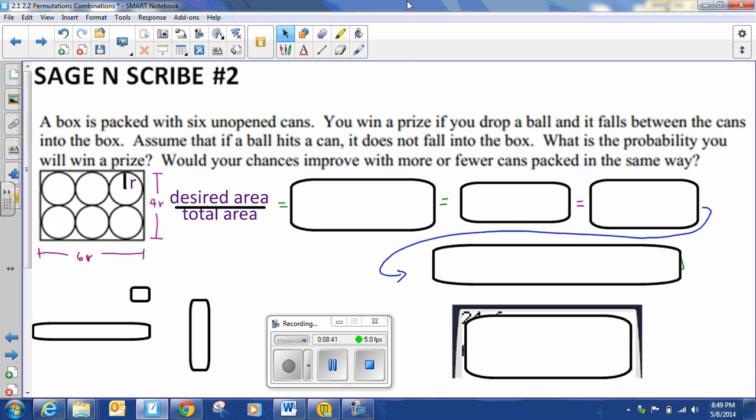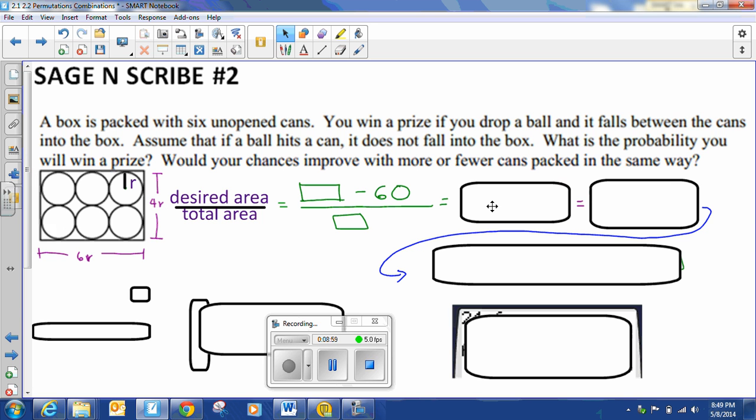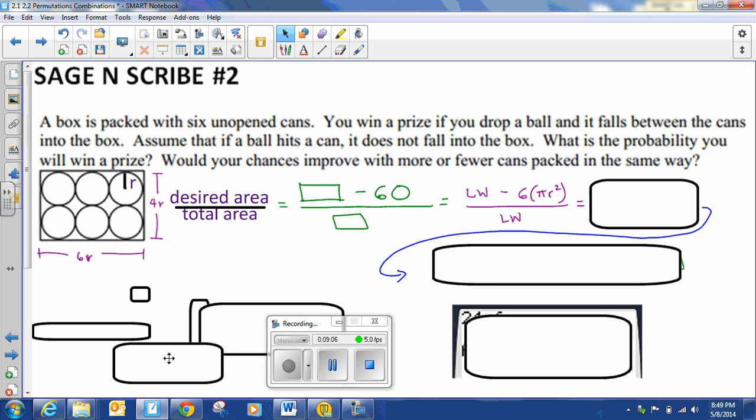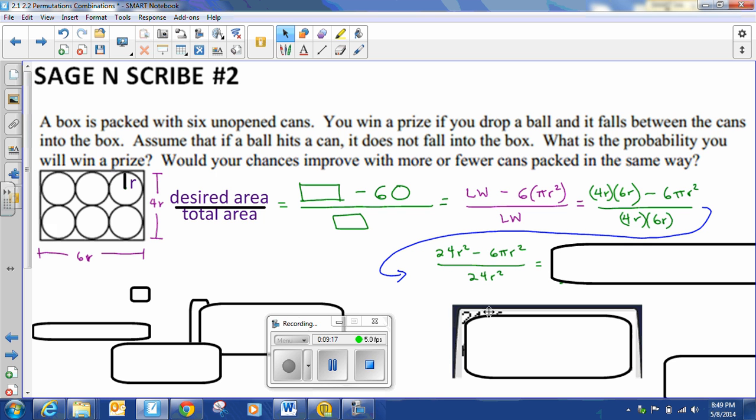The desired area divided by the total area again. The desired area is the rectangle minus the area of 6 of these circles. That's not the number 60, that's 6 circles. All divided by the total area again. So it's length times width minus 6 times pi r squared divided by length times width. Sub in the numbers, and we end up with this expression right here.